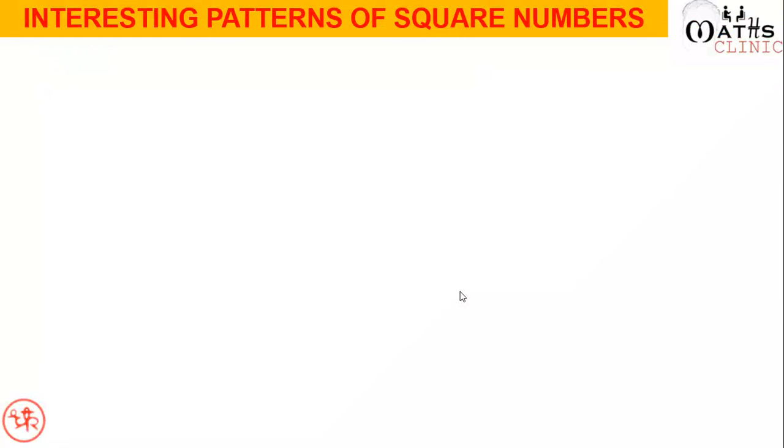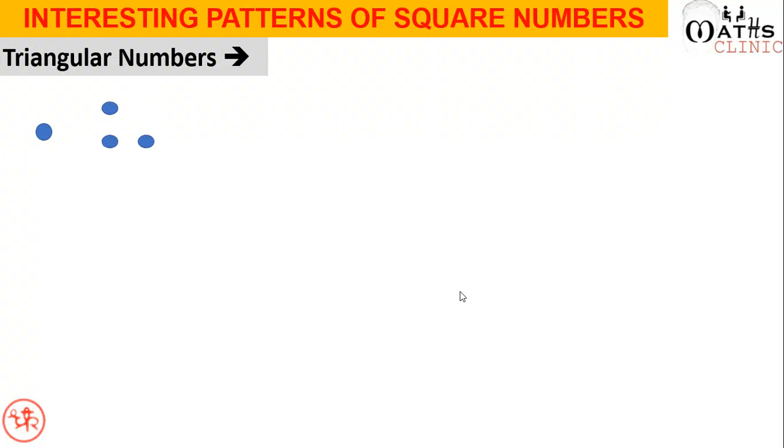So in the interesting patterns of the square numbers, let us see the first pattern, triangular numbers. First of all, we understand what we mean by a triangular number. So let us see, this is one dot. One dot means a particular point which initiates a triangle. Is that clear? Now another triangular number is three dots. Here the triangle is formed. Is that clear?